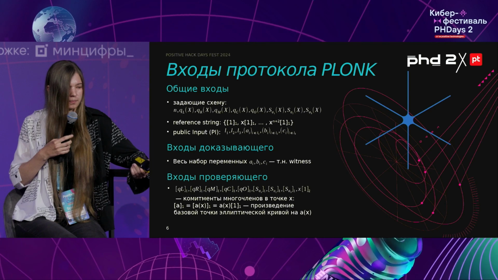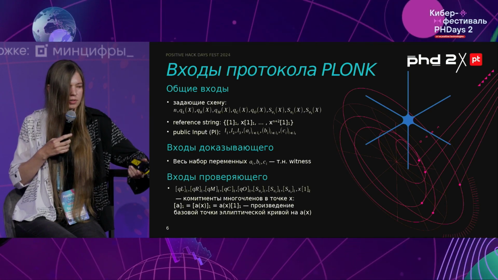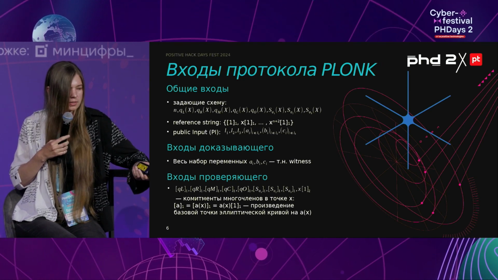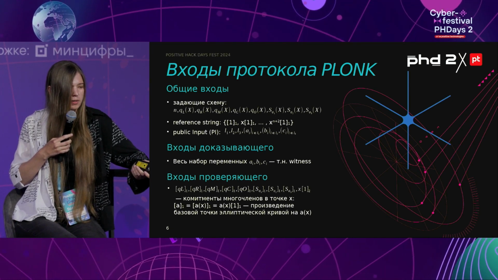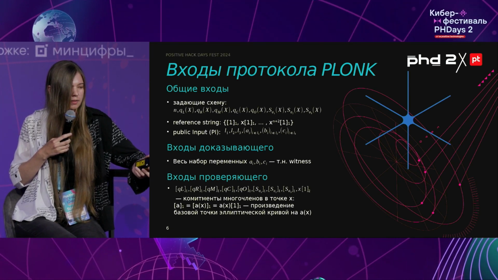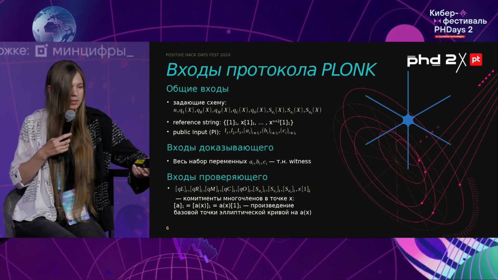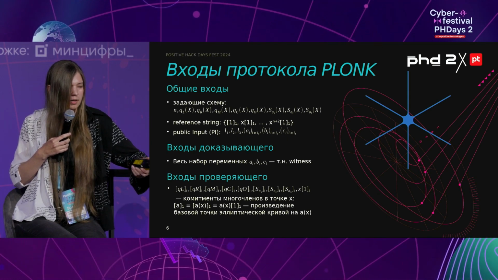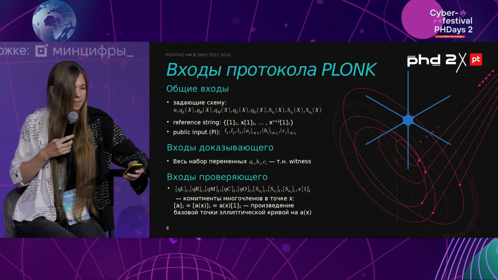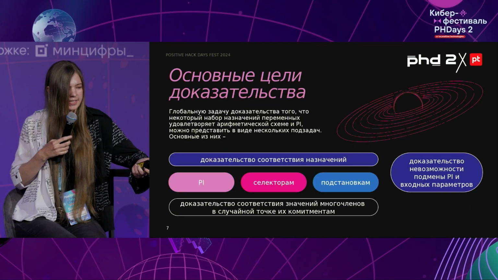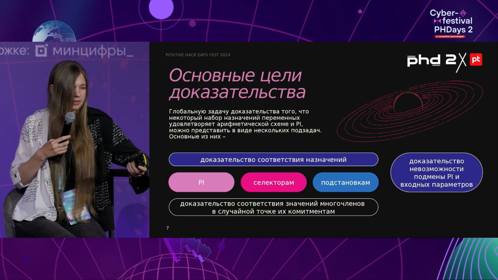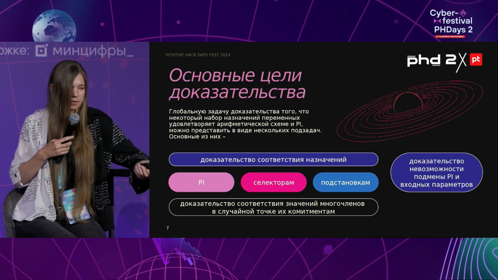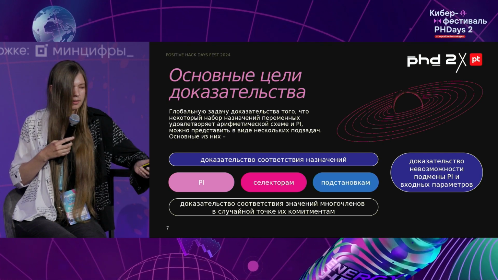The prover has its own secret code. It's a witness. It's the knowledge that it proves. And the inspector has commitments for all of the polynomials that meet the scheme. So, the main goals of the proof: we prove that it actually meets the public input of the selector scheme.